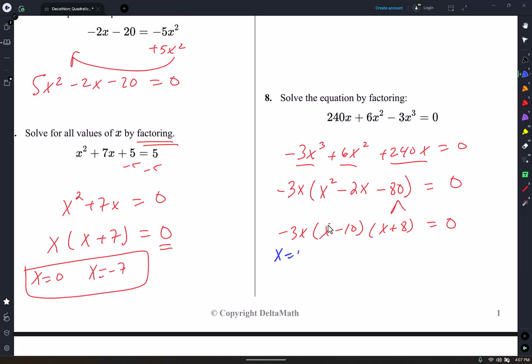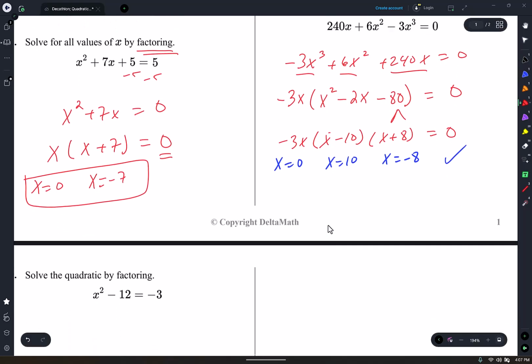So here are my answers. 0, 10, negative 8. Negative 10 minus 10 is 0. 0 times anything is 0. Negative 8 plus 8 is 0. 0 times anything is 0. And if x is 0, you get negative 3 times 0, and that's already going to be 0 times anything. Do you guys see that or no? All right, there it is. So we got another one. Let's keep going.